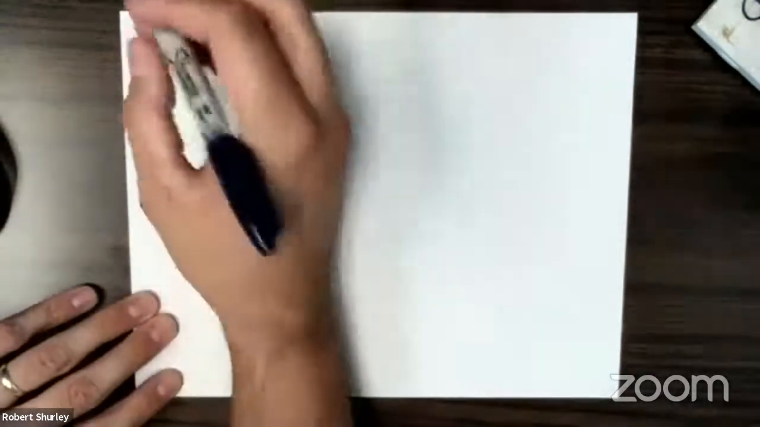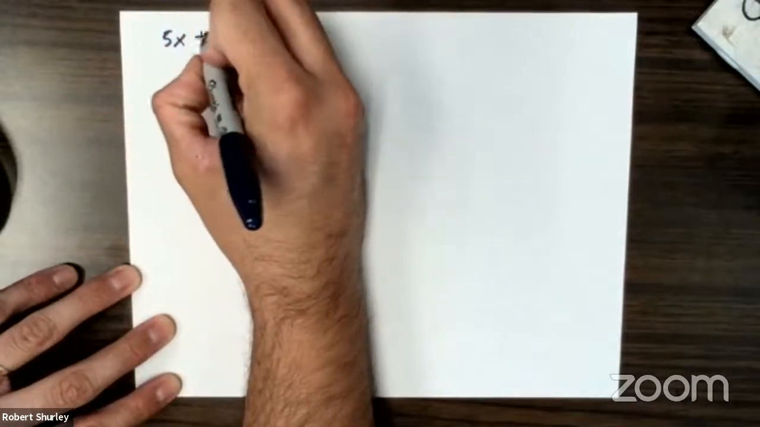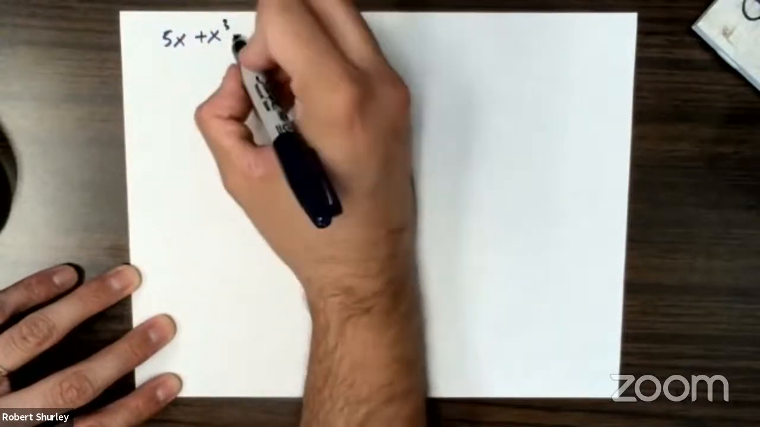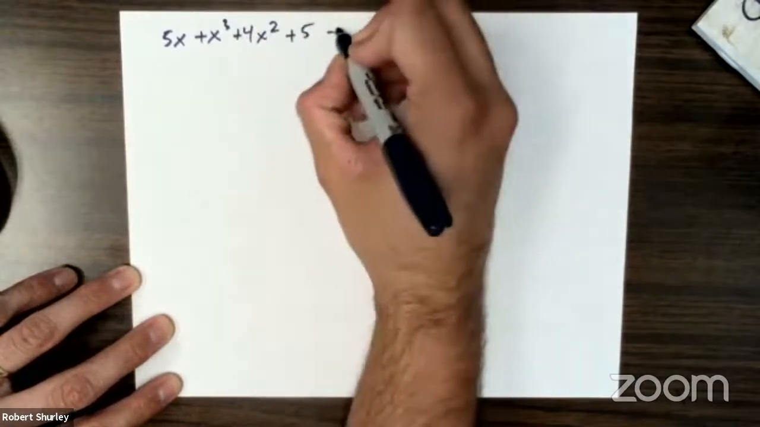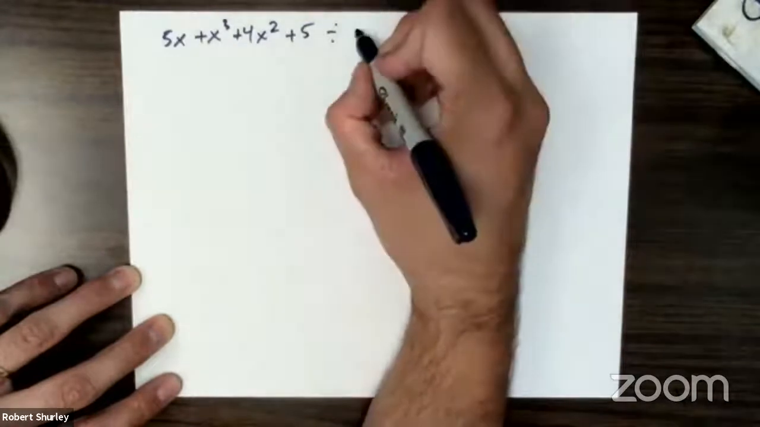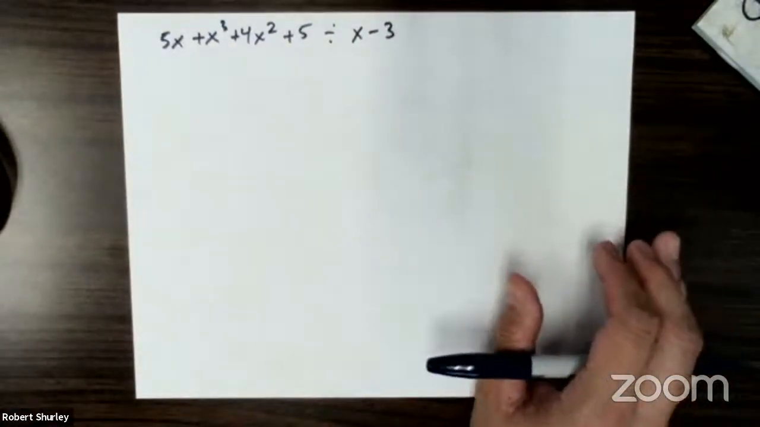Let's do x cubed. Actually, let's do 5x plus x cubed plus 4x squared plus 5. And I want to divide this by x minus 3. Okay, I want to divide this by x minus 3.